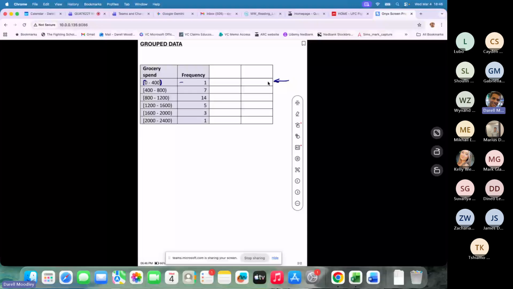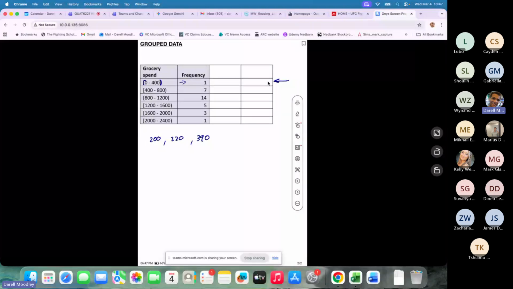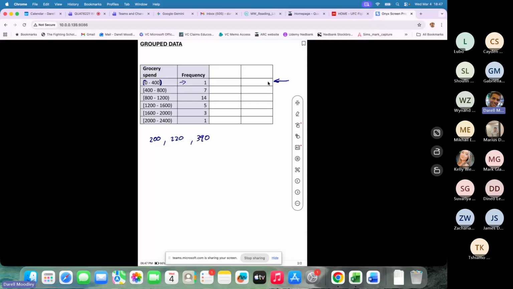So we have one customer that spends 0 to 400, but we don't know how much that customer spends. That customer could spend 200 Rand, could spend 220, could spend 390. We don't know the amount. All we know is that they spend in that range. So now we don't know the raw data. That's what I mean by group data versus raw data. In the next row, we have 7 customers that spend between 400 and 800 Rand. And that's what we have for group data. All we know is the range they spend and how many of them spend in that range.